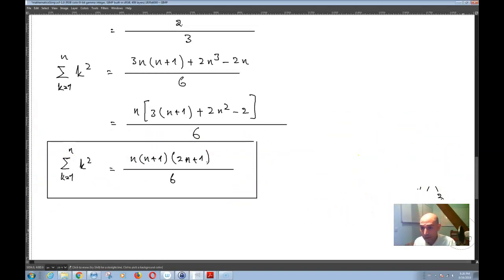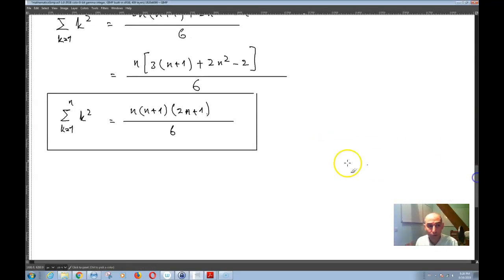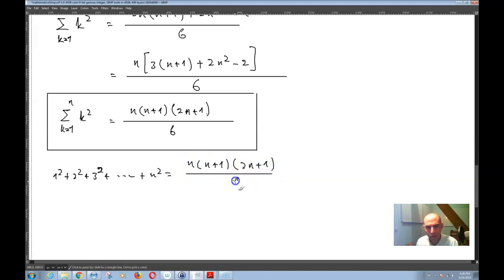And what this means is that if you have something like 1 squared plus 2 squared plus 3 squared plus all the way up to n squared, that's going to be equal to n times n plus 1 times 2n plus 1 divided by 6. That's the meaning of this.